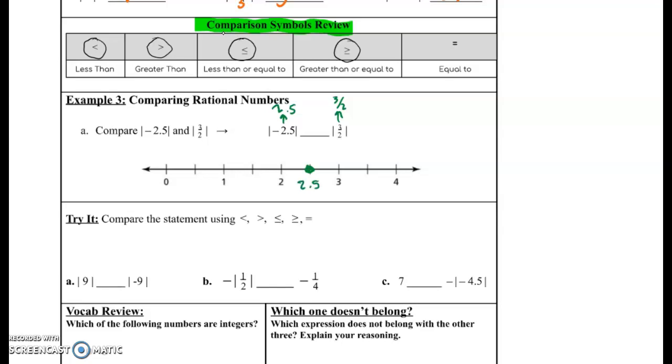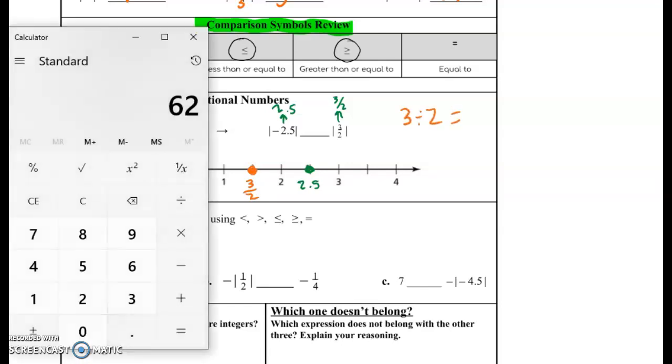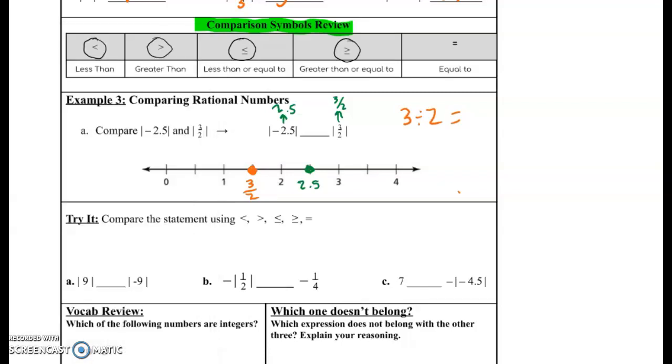And then 3 halves means that we're going 3 of the halves sections. So we start at 0, and we go 1, 2, 3. Let me put that in orange, that way you can see it. So this is 3 halves. You can check this by doing 3 divided by 2. And so when we do 3 divided by 2, we get 1.5. So we have 1 and then half. So 1.5 is a way to check that.